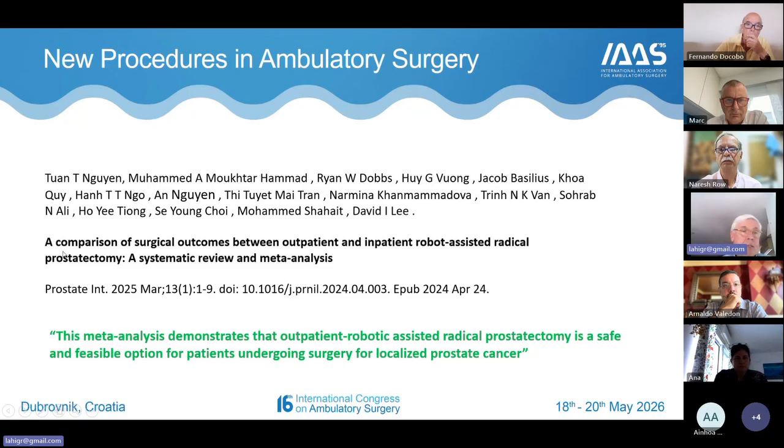A new article: a comparison of surgical outcomes between outpatient and inpatient robot-assisted radical prostatectomy, a systematic review and meta-analysis. The conclusion: this meta-analysis demonstrates that outpatient robotic-assisted radical prostatectomy is a safe and feasible option for patients undergoing surgery for localized prostate cancer.